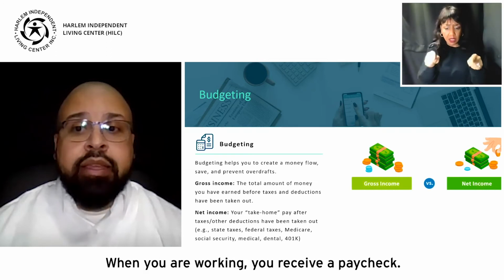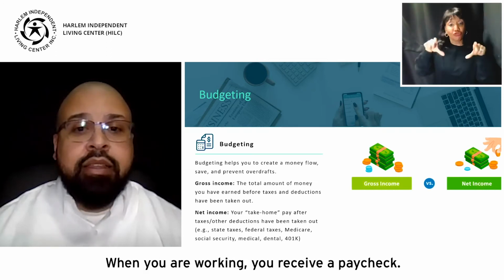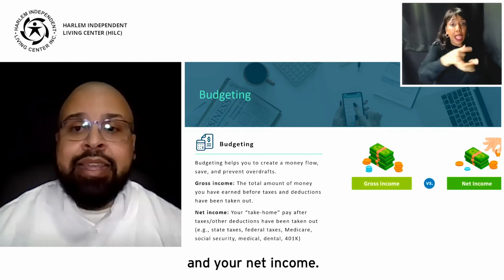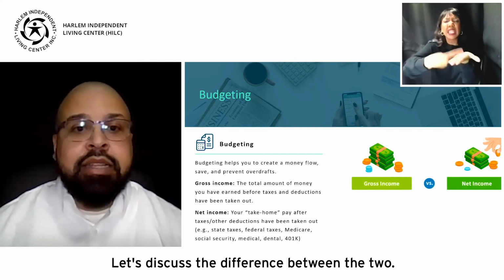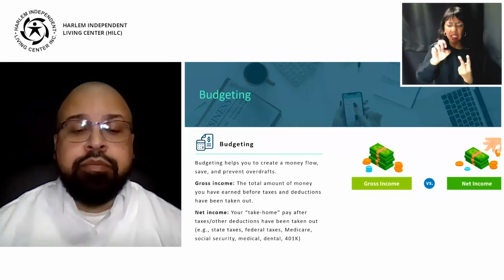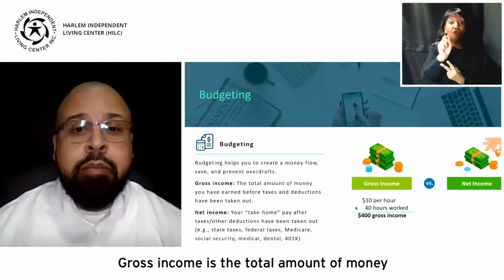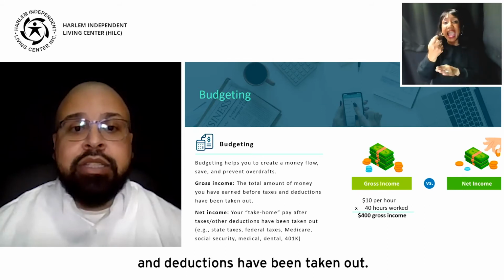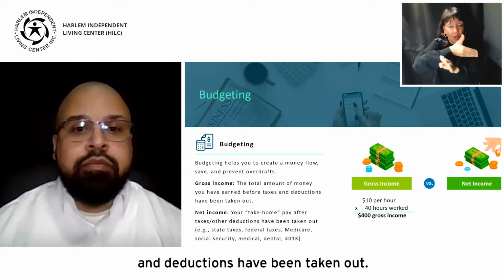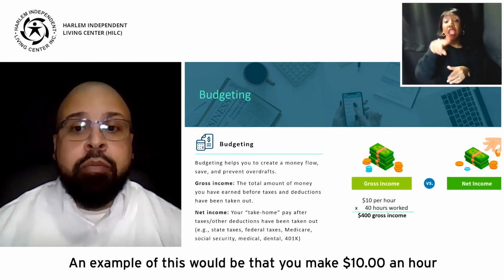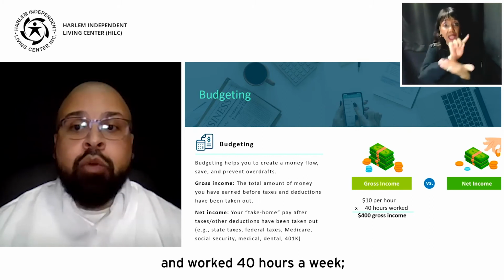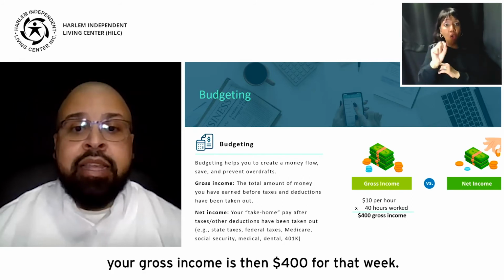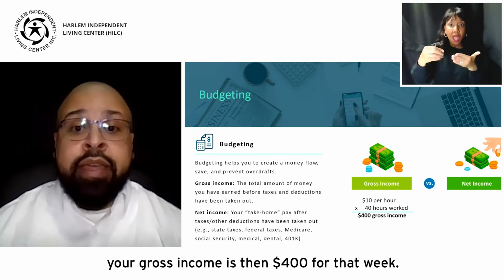When you are working, you receive a paycheck. Your paycheck usually shows your gross income and your net income. Let's discuss the difference between the two. Gross income is the total amount of money you have earned before taxes and deductions have been taken out. An example of this would be if you made $10 an hour and worked 40 hours a week, your gross income is then $400 for that week.